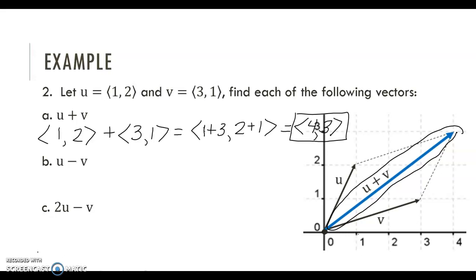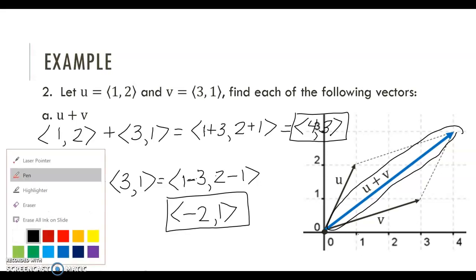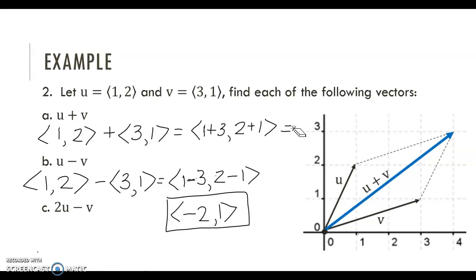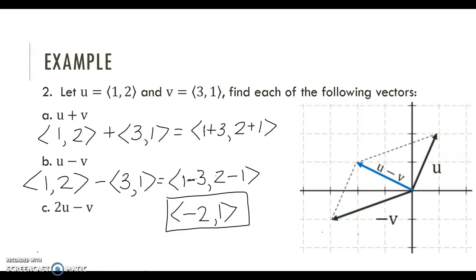So let's look at u minus v. I take 1, 2, this time I'm subtracting. I'll show you all the work again. So this time it's going to be 1 minus 3, and then 2 minus 1, and that's going to get me a vector of -2, 1. And so that's the vector represented algebraically. Let me erase some things here, and then I'll show you the vector geometrically.